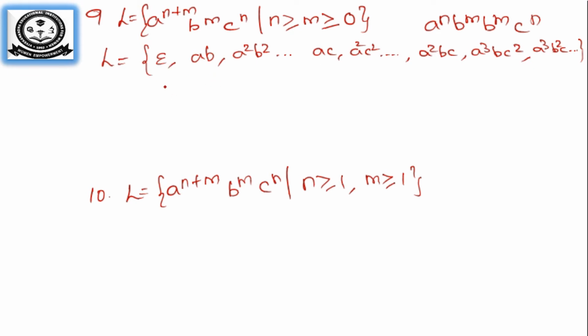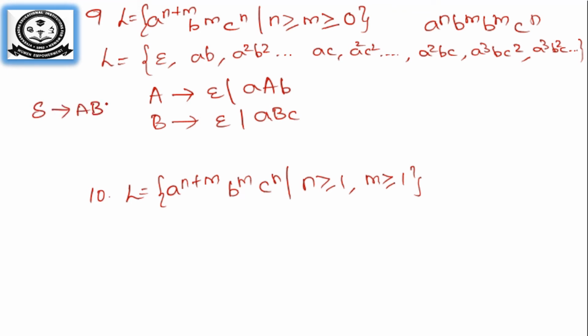So now we have to generate. We know we have a separate string for AB, AC and everything. So in a similar way, I will take A. It can be epsilon or AAB. Similarly, I can take B, because we have AC over here, so epsilon or ABC. Then what will be your starting symbol? S will be either A or B. So this is the rule for this problem.